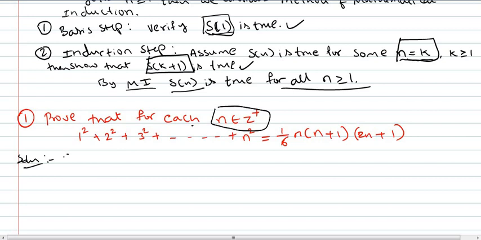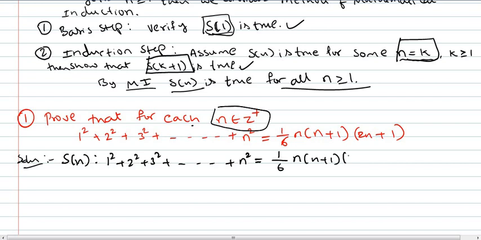Okay, for that let us take S of n as the given statement. So 1 square plus 2 square plus 3 square, and so on up to n square, is equal to 1 by 6 into n into n plus 1 into 2n plus 1. Right, now let us take the basis step.